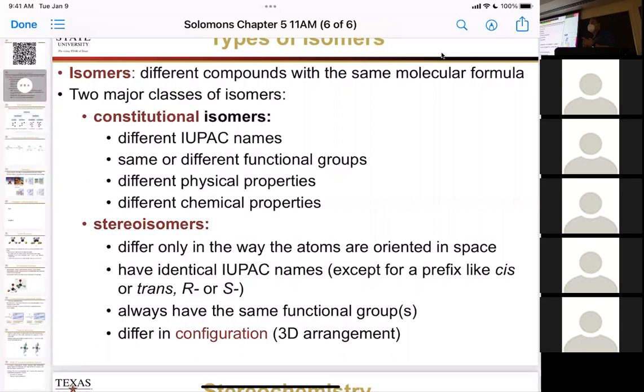However, stereoisomers only differ in the way those atoms are oriented in space. That means they have exactly the same name except for the stereoisomer name. In this case, it's going to be cis and trans, or our new ones R and S. Those are the ones we're going to learn today. They will always have the same functional group. They will always have all of the same attachments except for that one configuration. That one bond, two little atoms are going to be swapped somewhere on the system, but have all the other linkages the same.